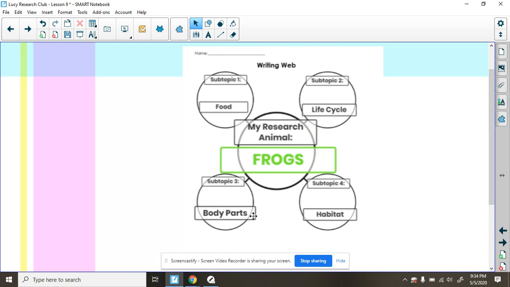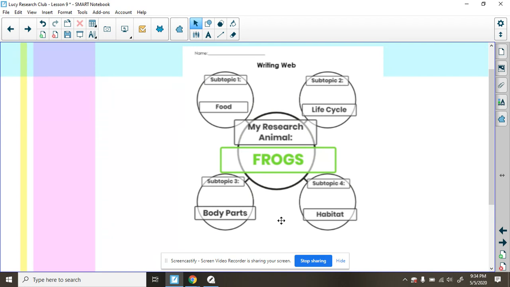Another subtopic that I saw a lot of was body parts. A lot of them talked about their jumping legs, their croaking sacs, their colors. That was all body parts. And then another common one I saw was habitats. I kept reading about where they lived, in rainforests, by rivers, by lakes, by water sources. That was a very common subtopic.